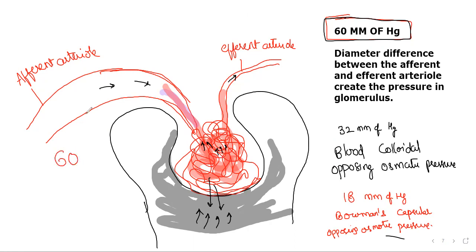Now you total the values here. The diameter difference pressure created between afferent arteriole and efferent arteriole is 60 mm. Then blood colloidal opposing osmotic pressure is 32. And Bowman's capsular opposing osmotic pressure is 18. Now the total I want. 110. Think a little bit. This many examples I used. Think a little.